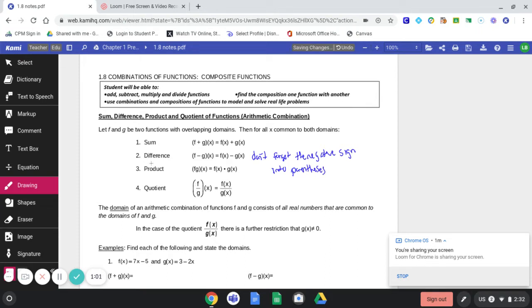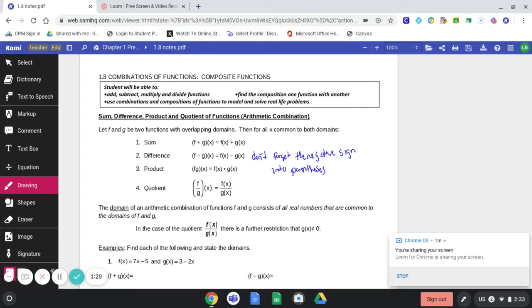This notation here, fg of x, that is multiplication. So f of x times g of x. And now if you see f divided by g of x, that is doing f of x divided by g of x. Now the domain is the overlap of both f of x and g of x. So if you're adding, subtracting, multiplying or dividing, it's all numbers that are in the common domain between them.